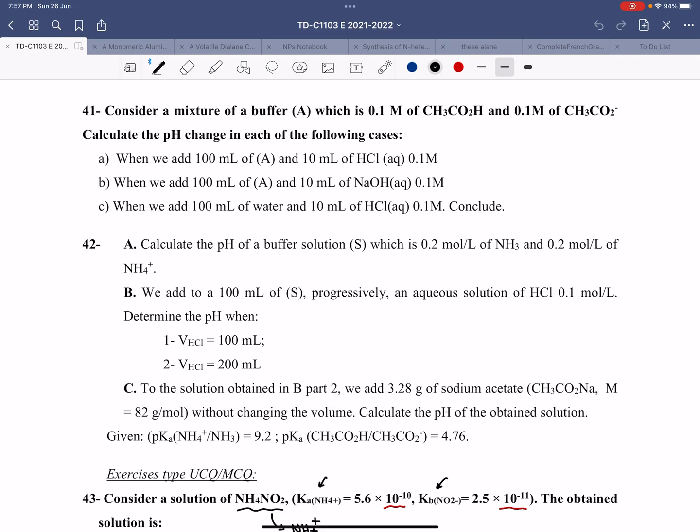Okay, in this exercise session, we will finish number 41 and number 42. So this recitation session is for number 41 and 42.